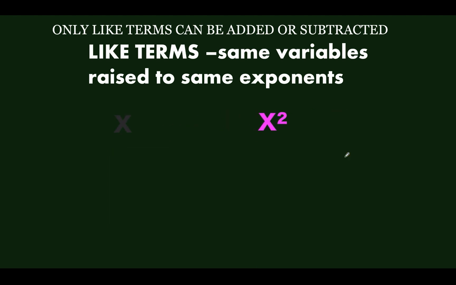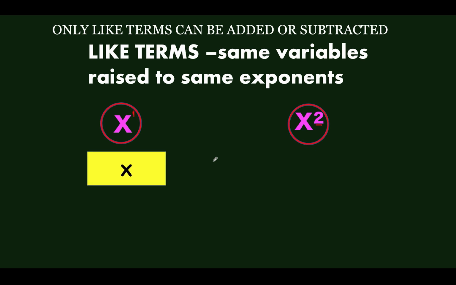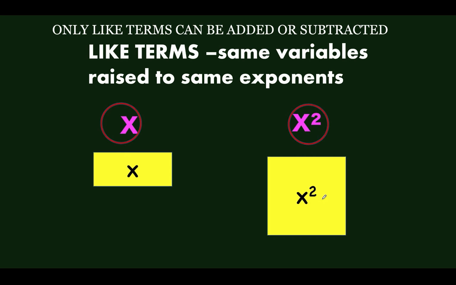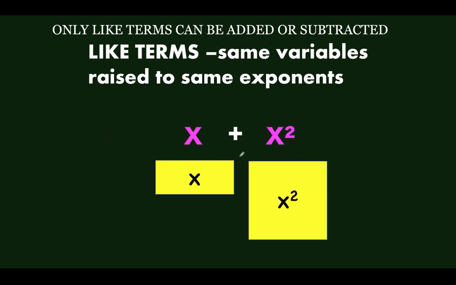Let's have another example. Let's say x plus x squared. Here you have a variable x raised to exponent 1. Here you have a variable x raised to a different exponent. It's 2 now. Therefore, they are no longer considered like terms. And so if we are going to visualize them, notice that they are different. And when you combine them, the answer is still x plus x squared. There is no more simplification that we can do. And so the answer remains as x plus x squared.